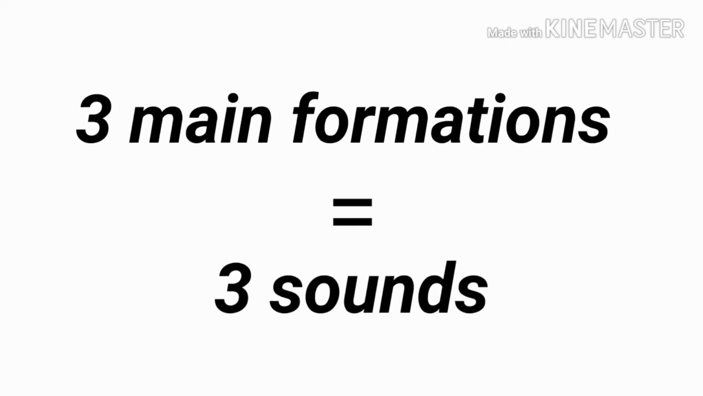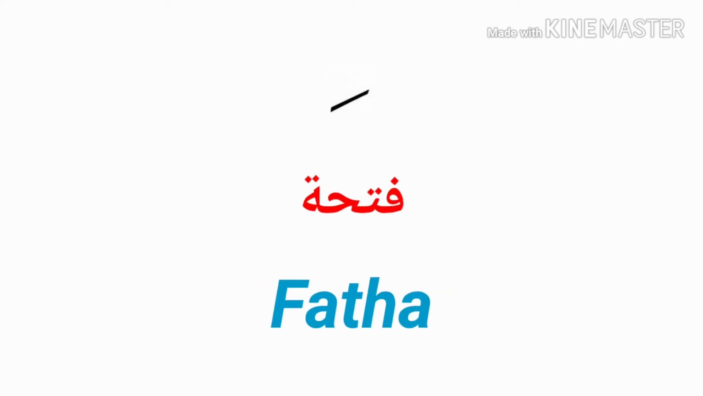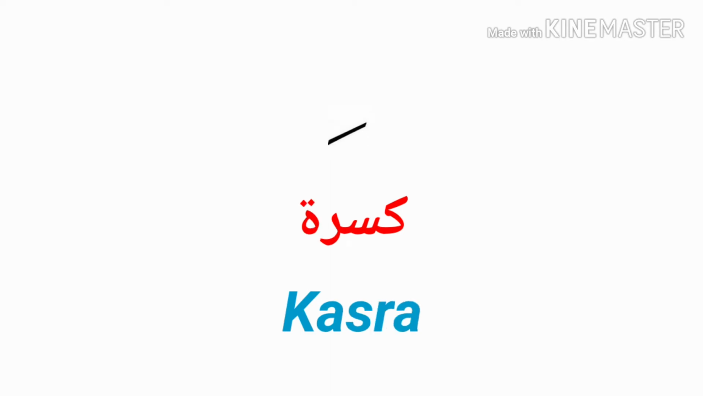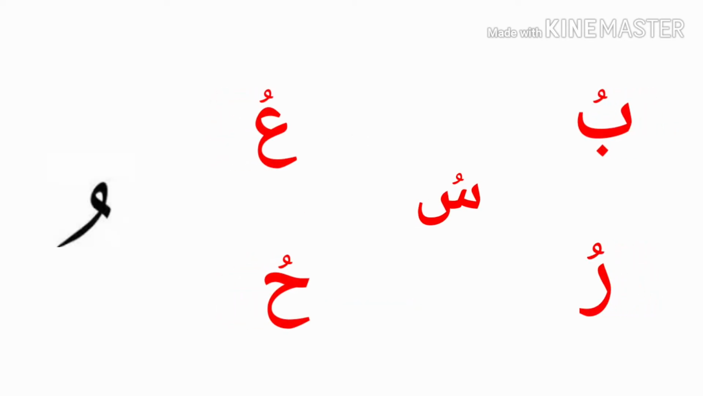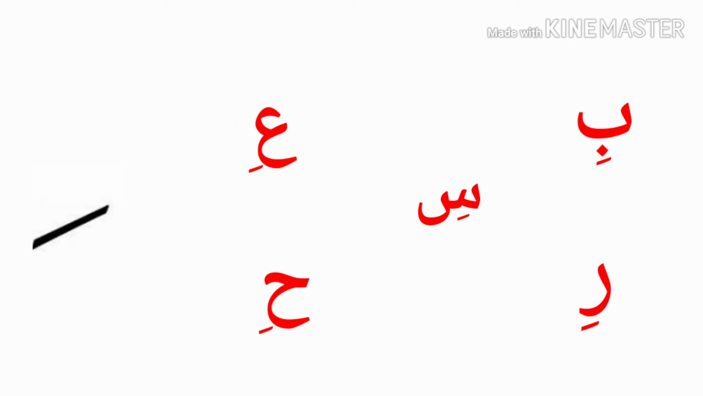There are 3 main formations for Arabic letters. There is Dhamma, there is Fatha, there is Kasra. Dhamma is this sign and it is written above the letter. Fatha is this sign and it is written above the letter also. Kasra is this sign and it is written under the letter.